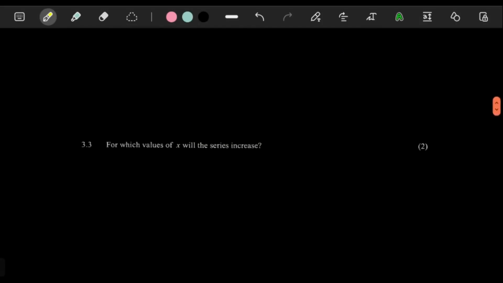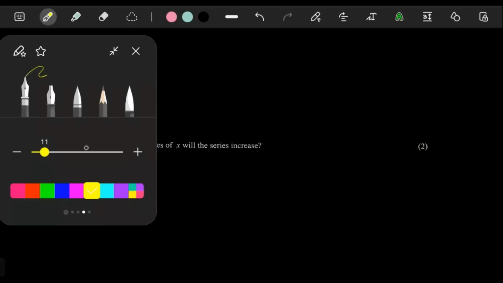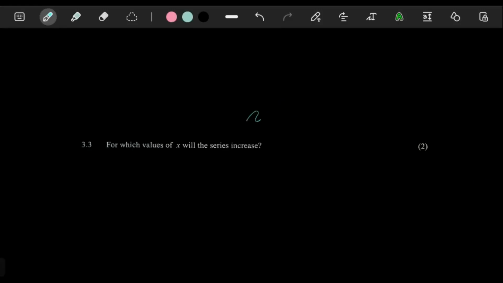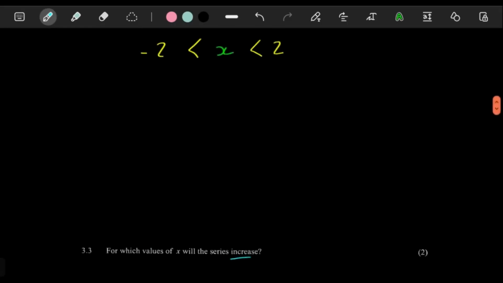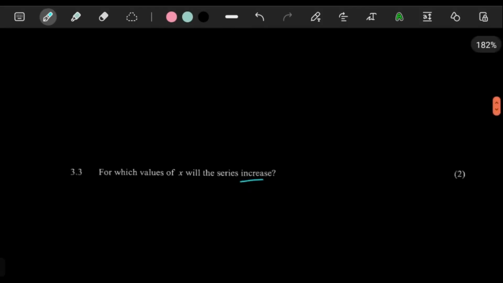The next one says, for which values of x will the series increase? That's kind of interesting. Funny enough, it's just the opposite. No, it's not necessarily the opposite. Remember, for a sequence to increase, it's all about your common ratio. If your numbers are getting bigger and bigger, your value of r just needs to be a number that is bigger than 1, because you need to be multiplying by something bigger than 1. So for your sequence to increase, r has to be bigger than 1.